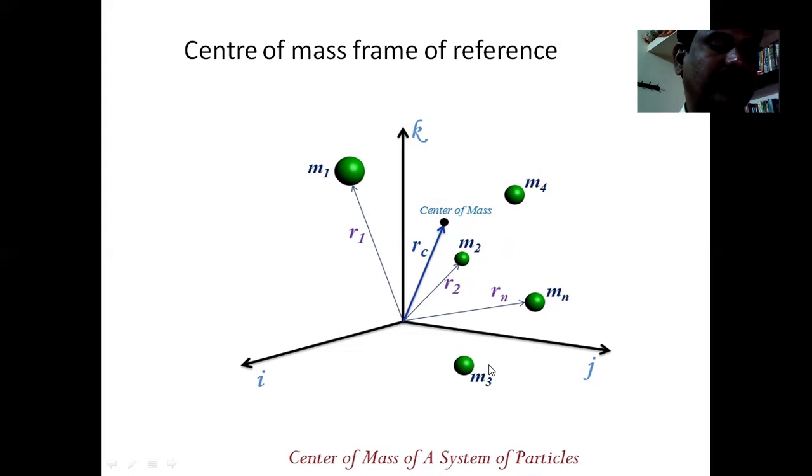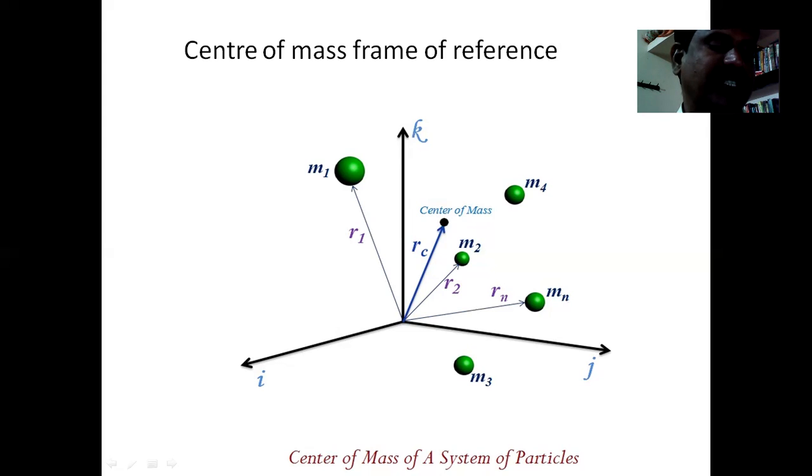Therefore, we can conclude that the center of mass of an isolated system moves with a constant velocity in any inertial frame of reference. Whenever the reference point is moving, the velocity of the center of mass remains constant in any inertial frame of reference.